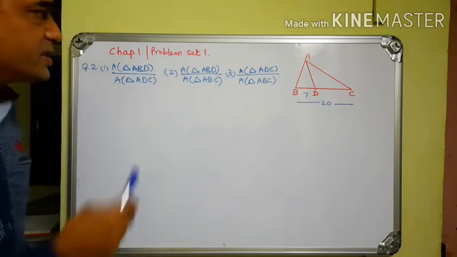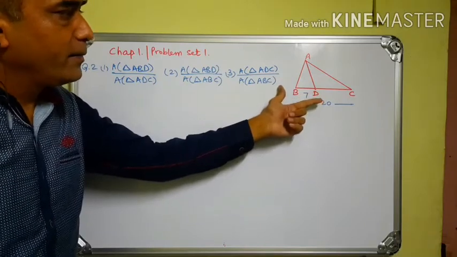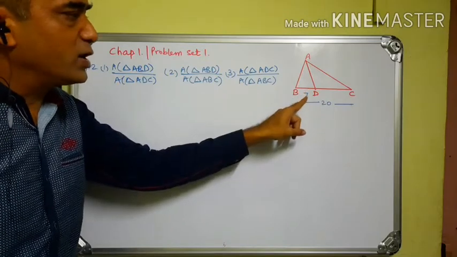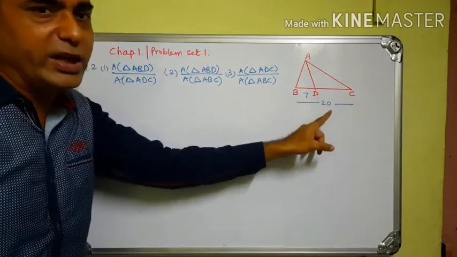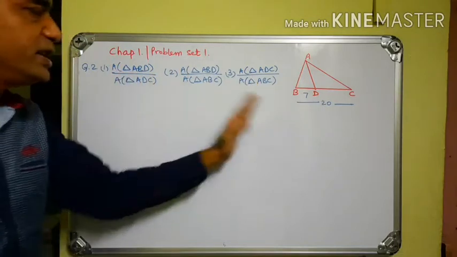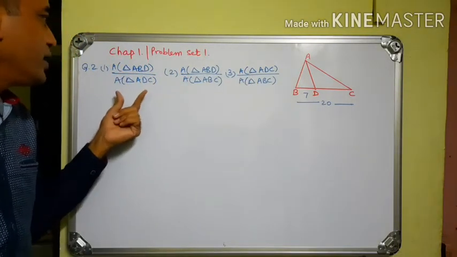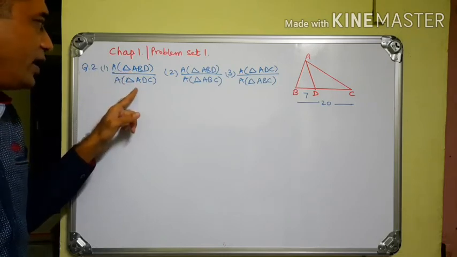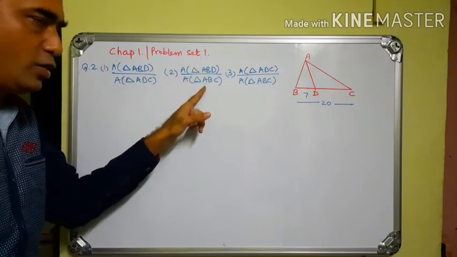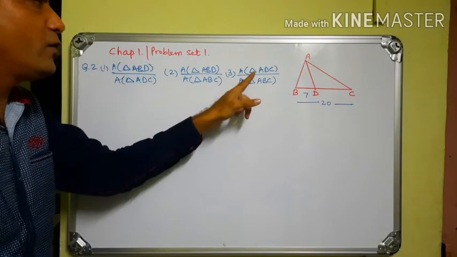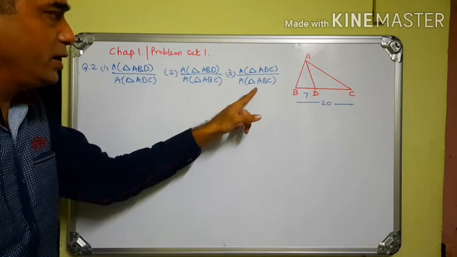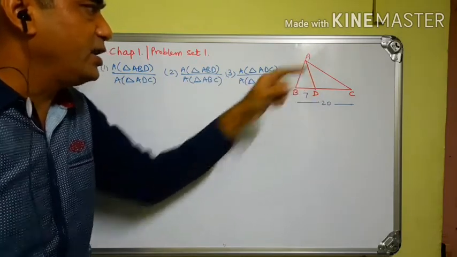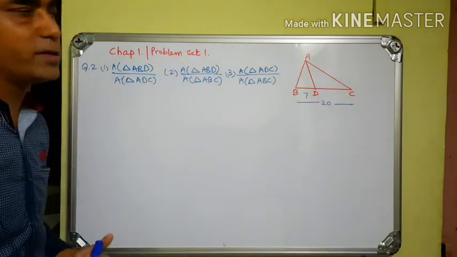Question 2, you can see here that this figure is given, where points B, D, C are collinear points, length BD equals 7 and length BC equals 20, and we have to find these ratios. We have to find the ratios of area of triangle ABD to area of triangle ADC, area of triangle ABD to area of triangle ABC, area of triangle ADC to area of triangle ABC. This is triangle ABD, triangle ADC and triangle ABC. We have to find their ratios.